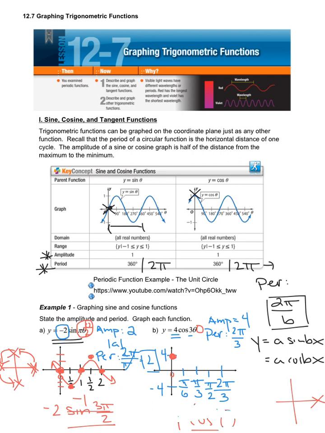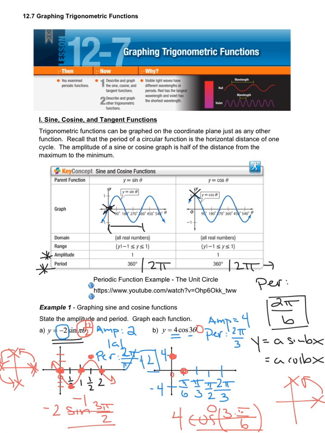Continuing on, we go to our next point, which is pi over 6. So we have 4 times the cosine of 3 times pi over 6. 3 pi over 6 is pi halves. So I'm up here. What's my cosine value there? Well, my cosine value there is 0. So this whole thing goes away. 0 times 4 is 0.